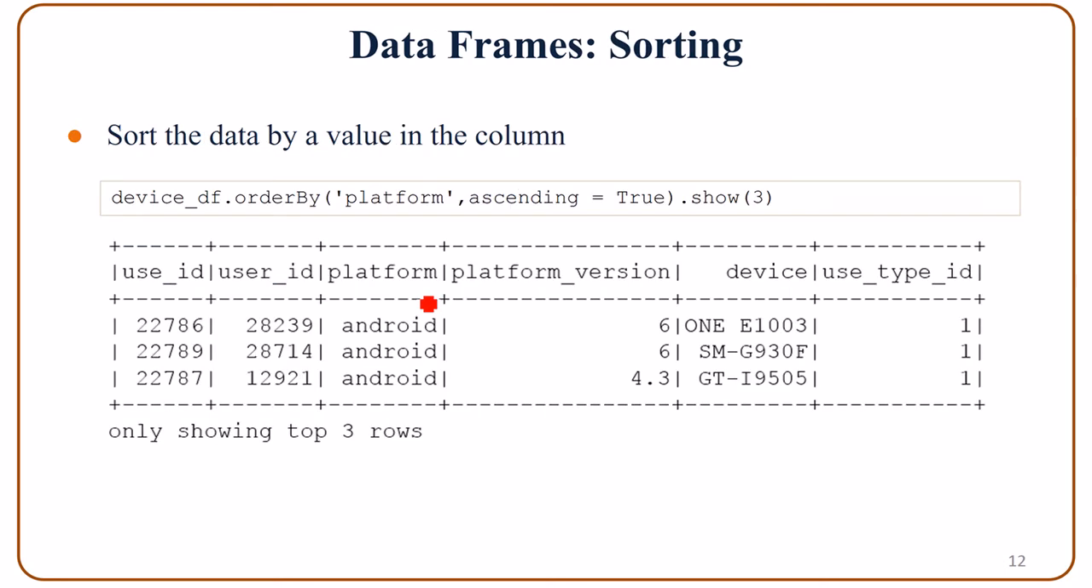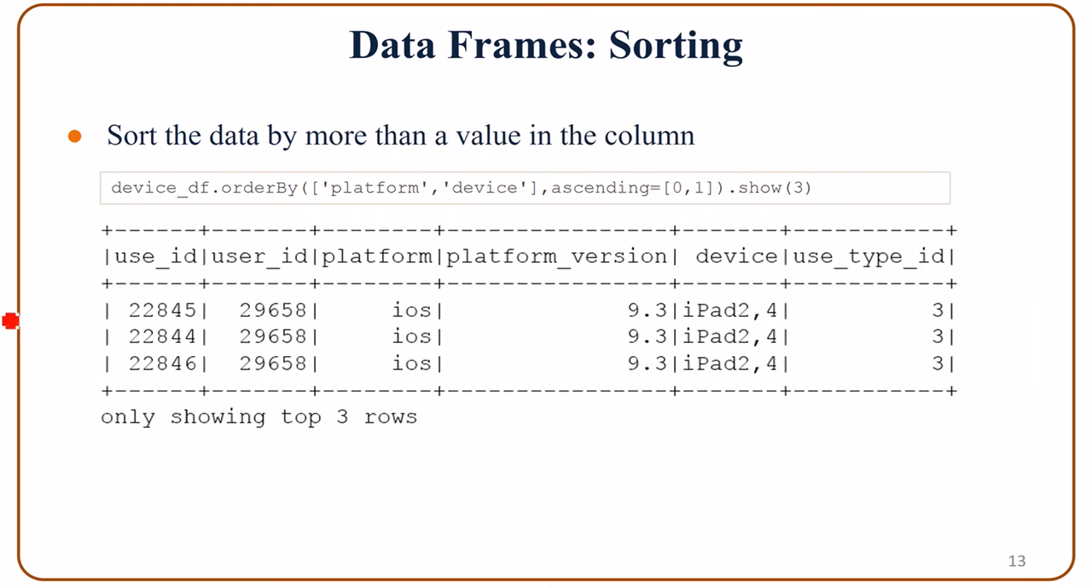A data frame can be sorted using the orderBy method. So give it the column that we want to order. The second argument is ascending, can be true or false, and this returns a data frame. We call the show method on the data frame to display, for example, 3 records, and this is what we see.